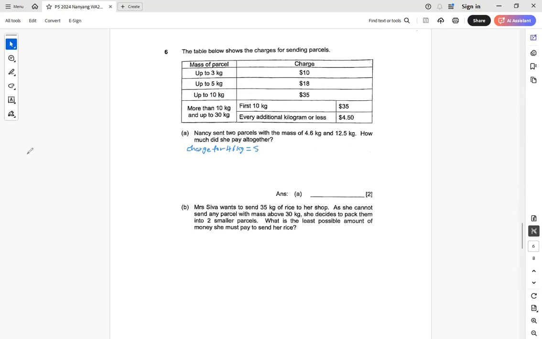It will be, I don't want to put the dollar sign. Okay, I'll just put the value here. Only the final answer, I'll put the dollar sign. Okay, so charge for 4.6 kg is $18. Okay, let me just write this neater. Charge for 4.6 kg. Next one is charge for the 12.5 kg.